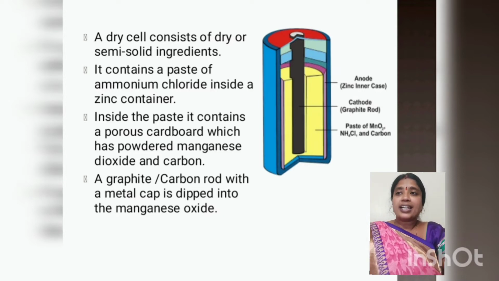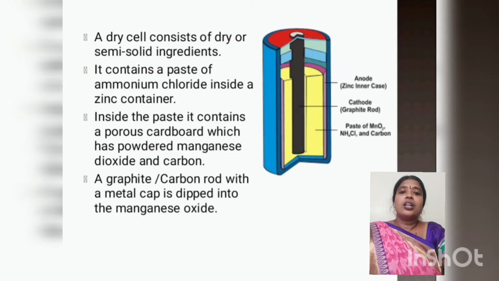Now inside this porous cardboard, there are powdered manganese dioxide and carbon. This carbon and manganese dioxide react with the ammonium chloride paste through those pores or holes. Now there is a graphite or carbon rod. This graphite rod or carbon rod with a metal cap is dipped into the manganese dioxide. This graphite rod will act as a cathode.